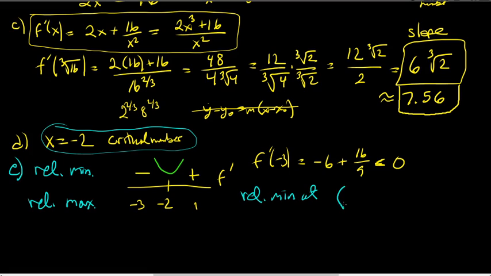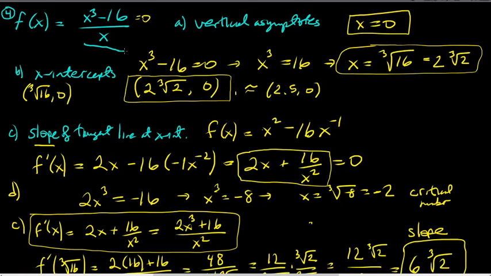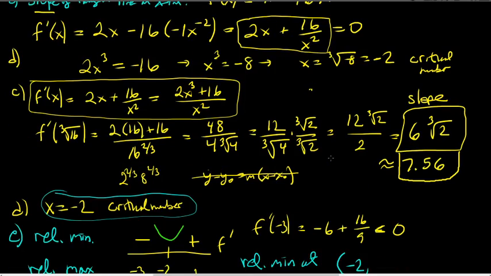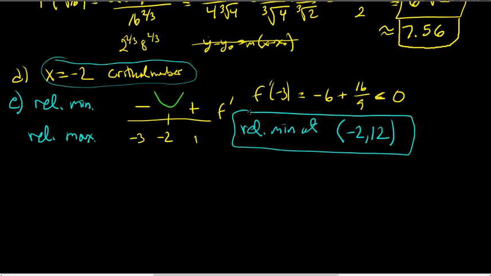Oh, I did ask for the point, right? So negative 2, and then plug it into the original function. You've got to go way back to the original function up here, right? Plug in negative 2, and I think you get positive 12. So yep, you had to find both the x and the y, right? Because I asked for the relative minimum point. A point is two numbers. It's an x and a y.